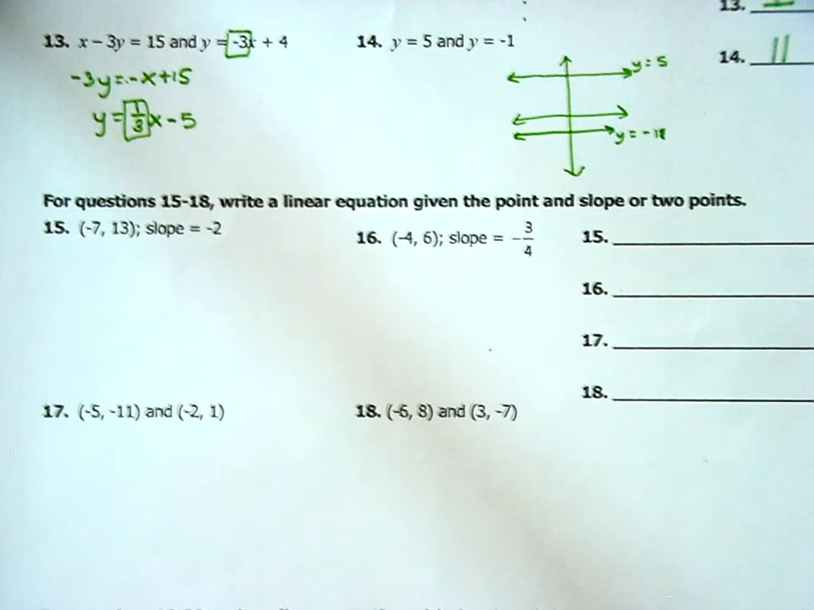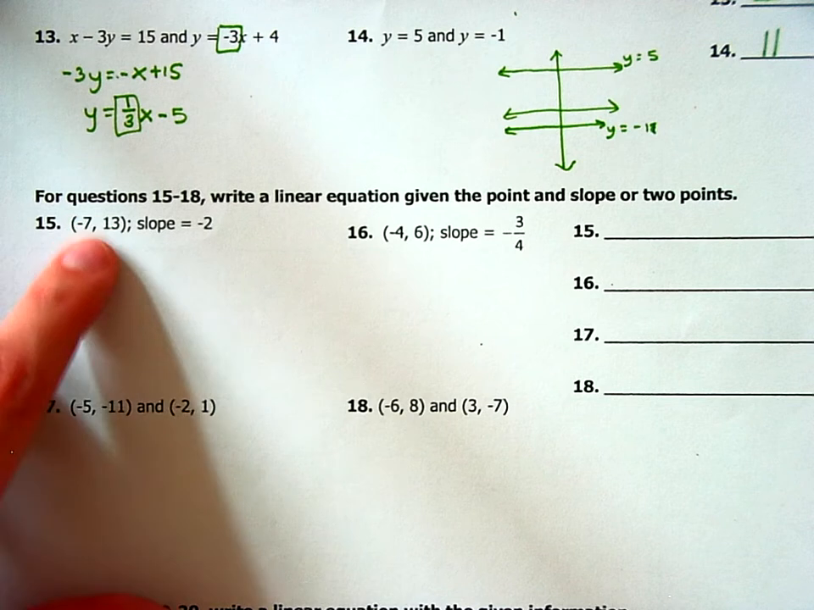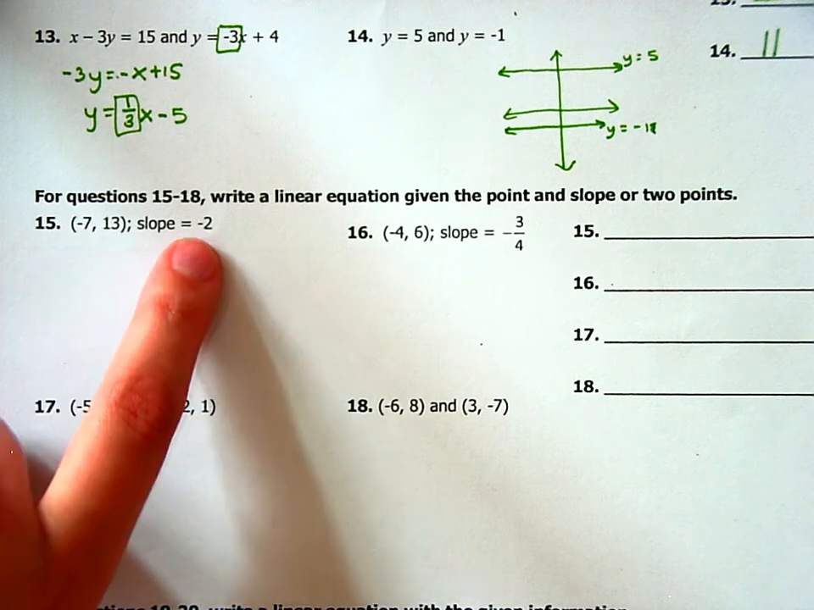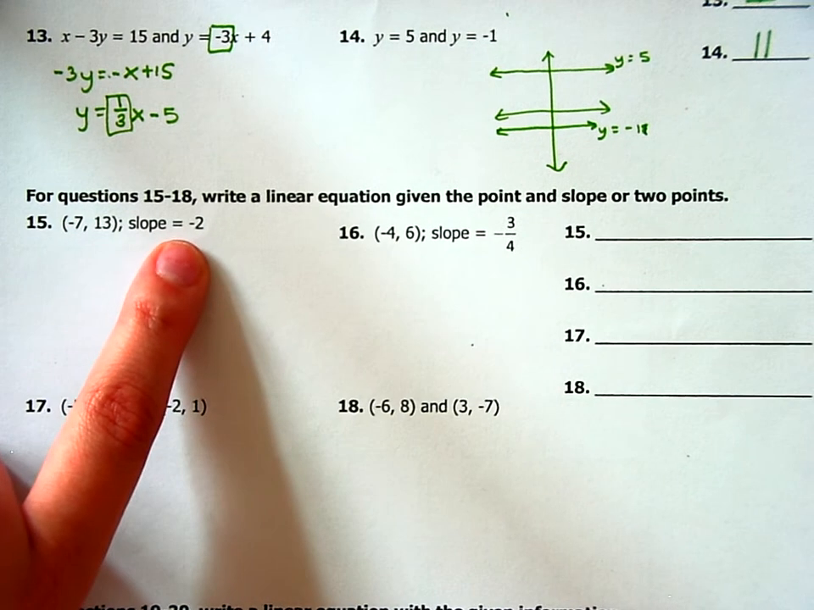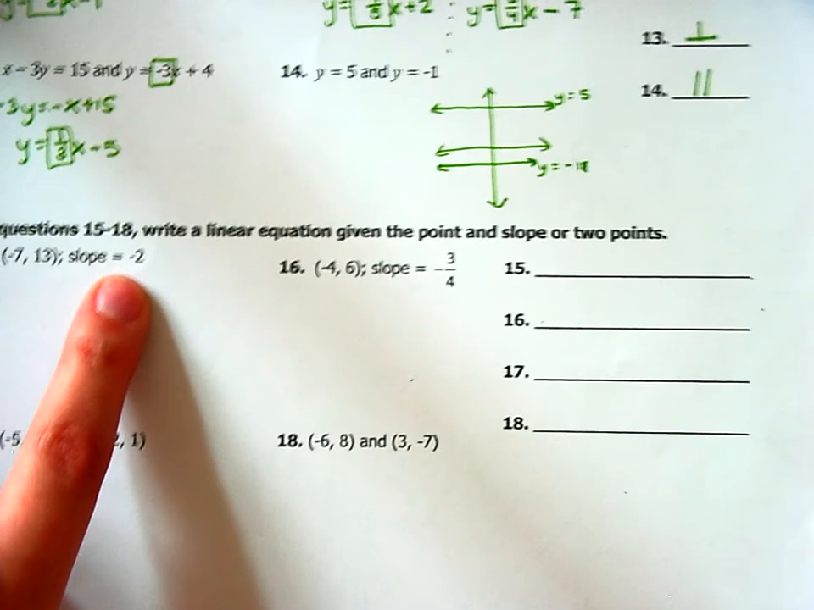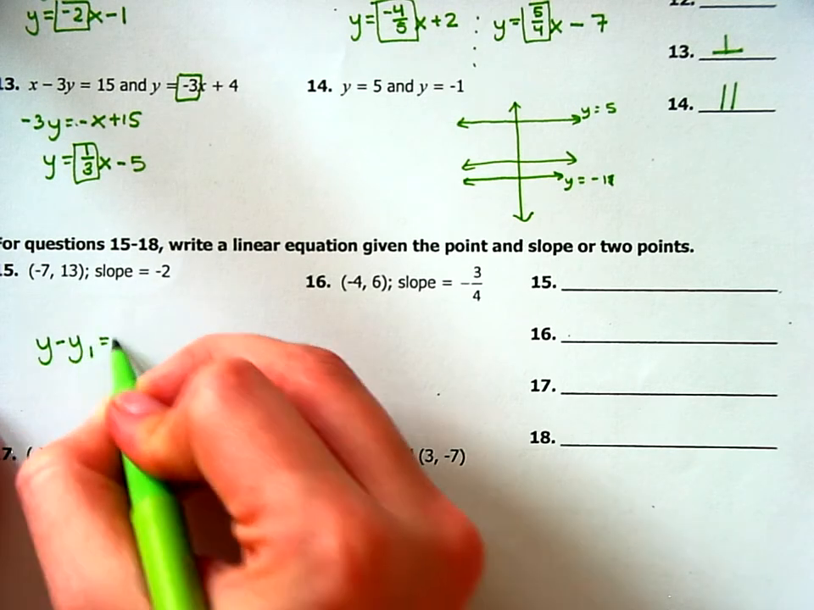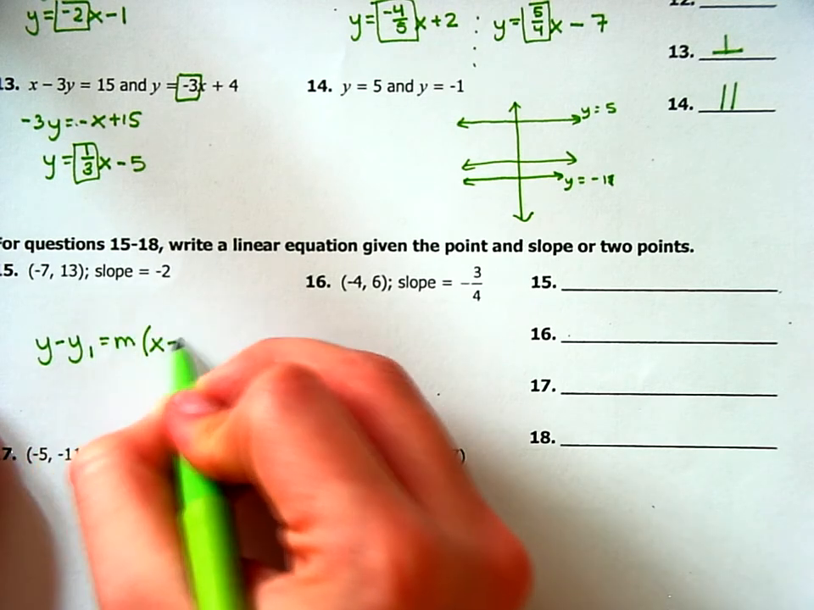All right. Next section, we are going to write some equations given the information. So the first problem, I'm given a point and a slope. So it makes sense that I would use point-slope form. So all I have to do to write this equation, now remember point-slope is y minus y1 equals the slope times x minus x1.